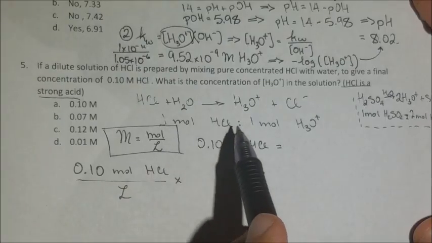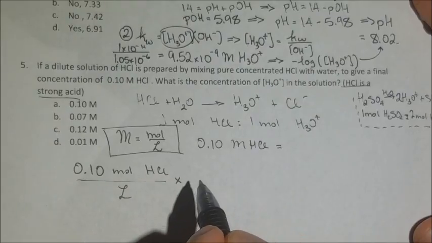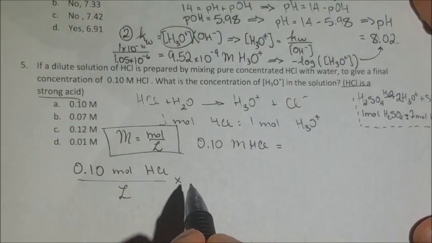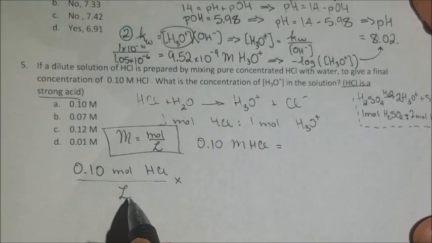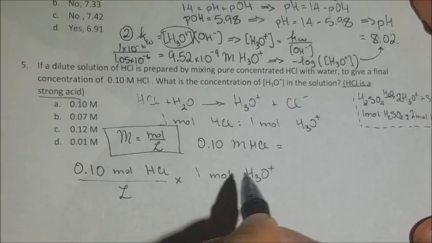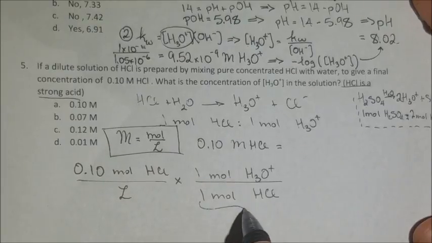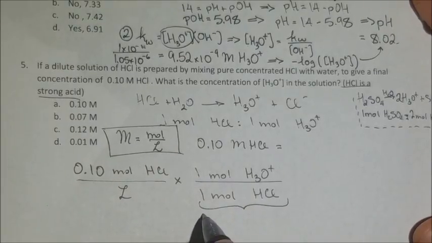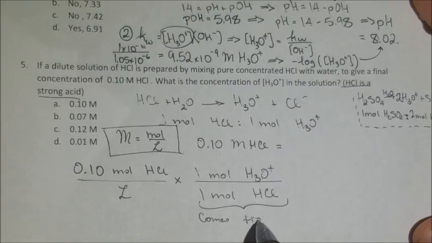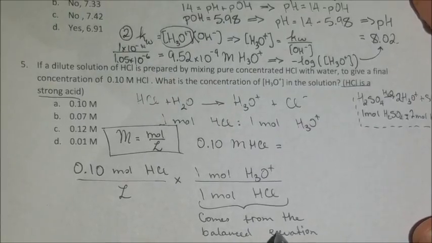Now, why don't we just go ahead and apply this mole-to-mole ratio? And say if we want to figure out what the concentration or molarity is of the H3O+, let's convert this into the H3O+ molarity using the mole-to-mole ratio, like this. Okay, so this right here comes from the balanced equation. Okay, that's this one right here.